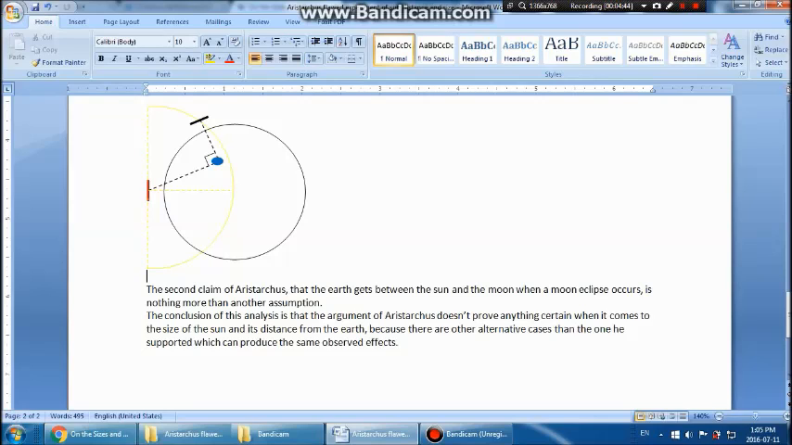Now there is a second claim of Aristarchus, which is that the earth gets between the sun and the moon when a moon eclipse occurs. Well, this claim again is nothing more than another assumption.